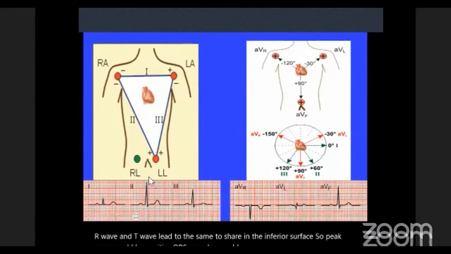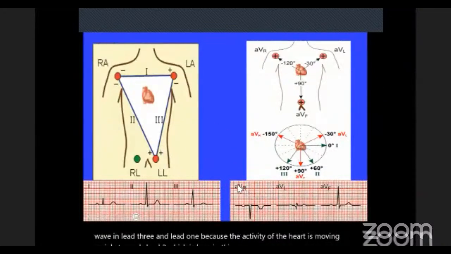Lead 3 is the same. If you notice here, the R wave in lead 2 is usually bigger than the R wave in lead 3 and lead 1 because the activity of the heart is moving mainly towards lead 2, which is here in this area.